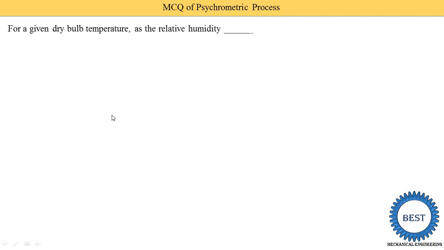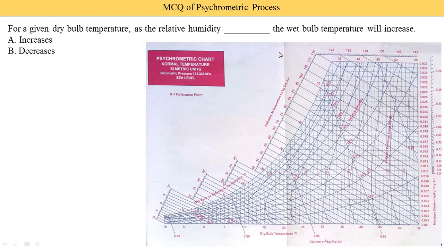For a given dry bulb temperature, as the relative humidity rises, will the wet bulb temperature increase or decrease? Here I show the psychrometric chart. For a given dry bulb temperature, meaning dry bulb temperature is constant, you need to draw one vertical line, and what they are changing is they are increasing the wet bulb temperature. Then we move along the vertical line. Suppose this is point number 1. At that condition the wet bulb is 10, and we increase the wet bulb to 30 degrees.